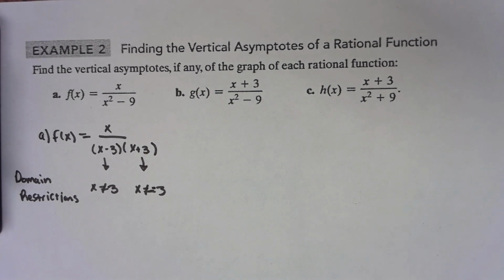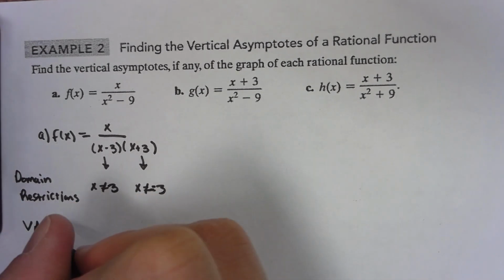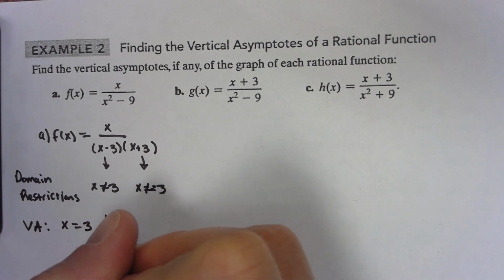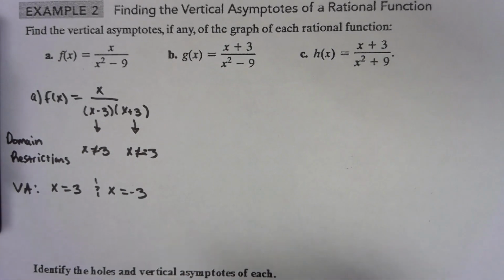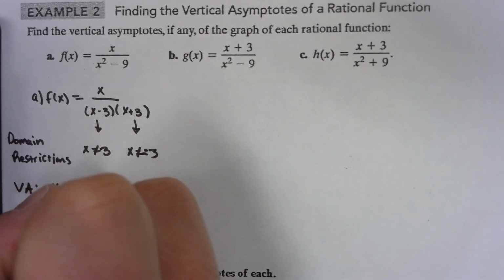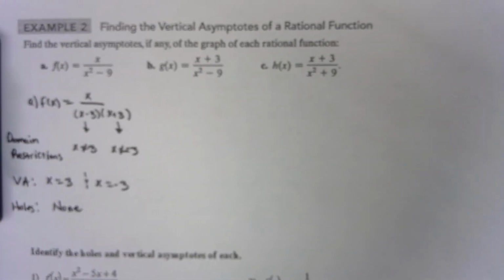And we're going to get either a vertical asymptote or a hole at each one of those restrictions. Because there are no factors that divide out, I would say that everything survives the canceling. And so that means that each of these values are going to be vertical asymptotes. So vertical asymptotes are at x equals 3 and x equals negative 3. And then here, holes, there are none, because no factors divided out. For us to have a hole, those factors need to completely divide out.